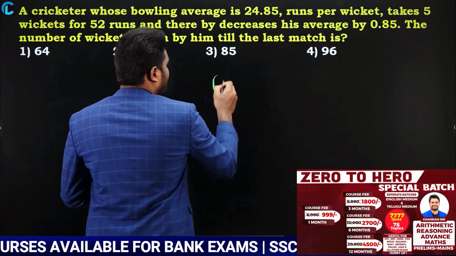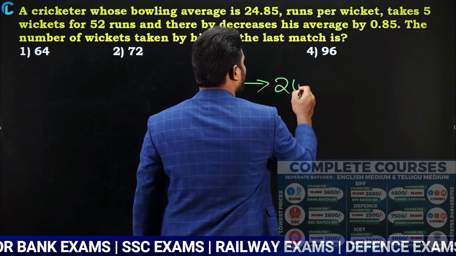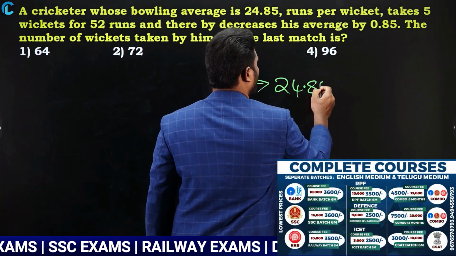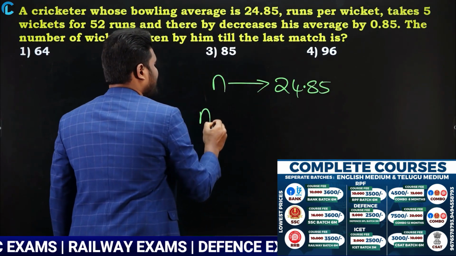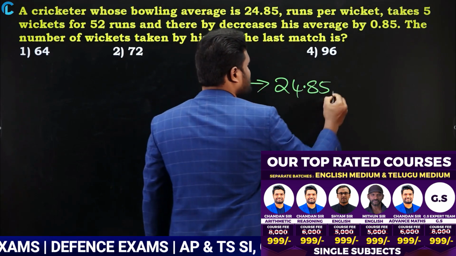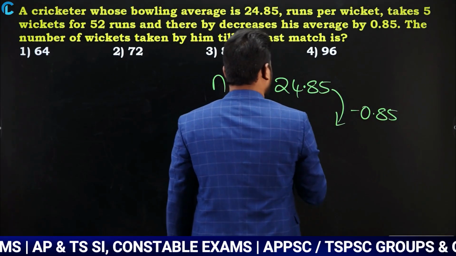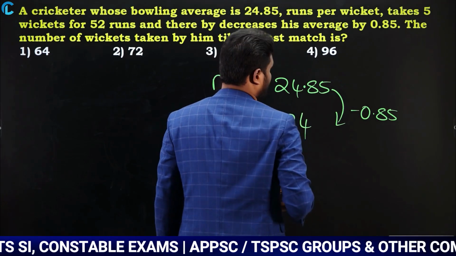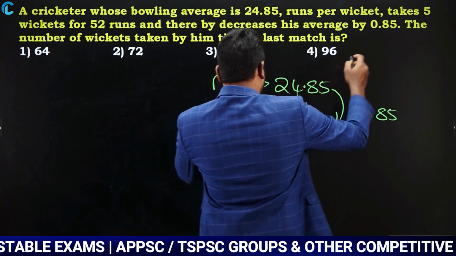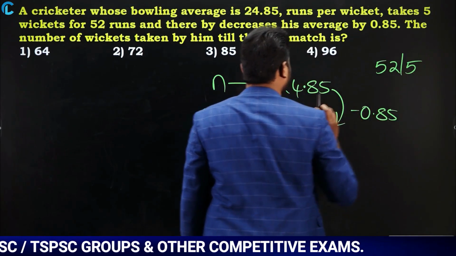You can solve it in the same way also. Let us do it. If it is n wickets, average is going to be 24.85. Okay, n wickets. Now what happened? He is going to take 5 wickets extra. Then average is reduced by 0.85, which means the new average is going to be 24. Okay, and this is going to happen if he gives 52 runs and takes 5 wickets.